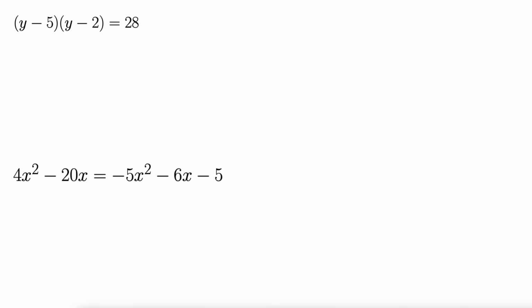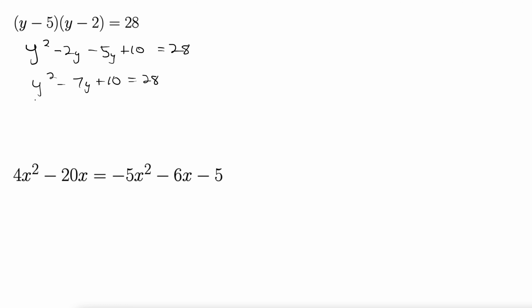If you see a y squared and a y anywhere in the problem, get everything to one side of the equal sign, get a 0 on the other. Well, I don't quite see a y squared, but I know if I FOIL this together, I'll get a y squared and a y. So let's do that. FOILing gives y squared minus 2y minus 5y plus 10, and then we still have equals 28. Y squared minus 7y plus 10 equals 28.